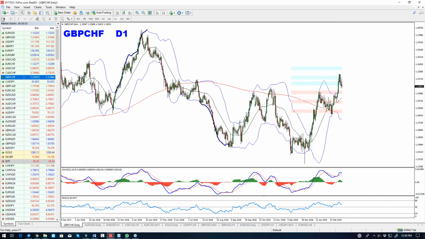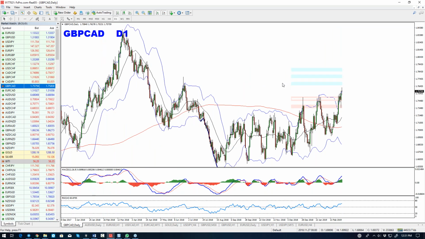Okay, so that's pretty much what happens for both of these pairs, and it's pretty much the same. They are too close to each other. Now here is the one I want to update, and this is the pound versus the Canadian.